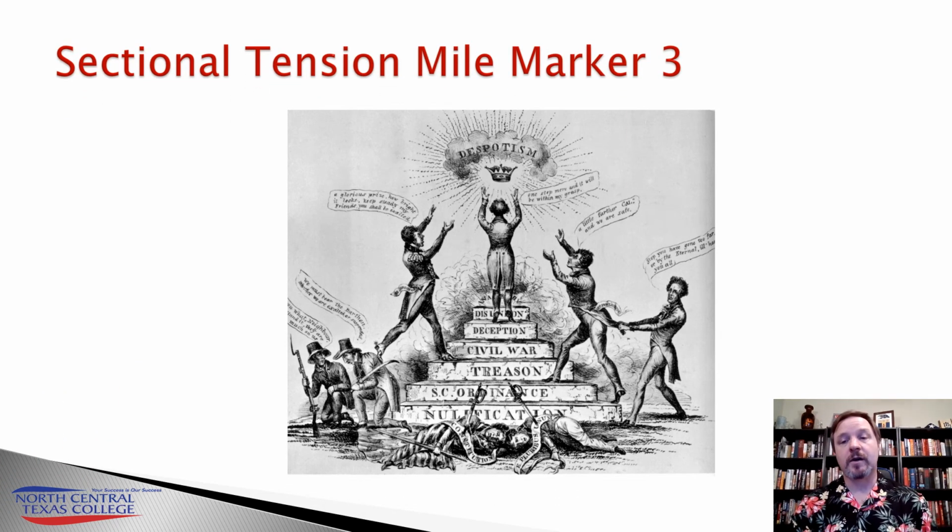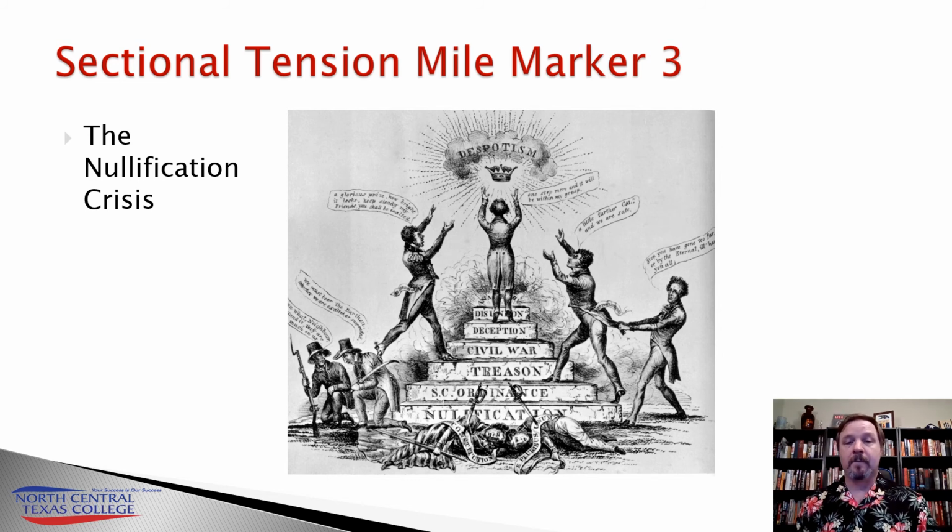Sectional tension mile marker number 3 is something that we already know about: 1832 and the nullification crisis, right? South Carolina had become frustrated with the protective tariffs, which were preventing them from readily buying the cheap cotton fabric being supplied by England, making it more expensive, and they were using, of course, that fabric to clothe their slaves. So they saw this tariff as an attack directly on slavery.